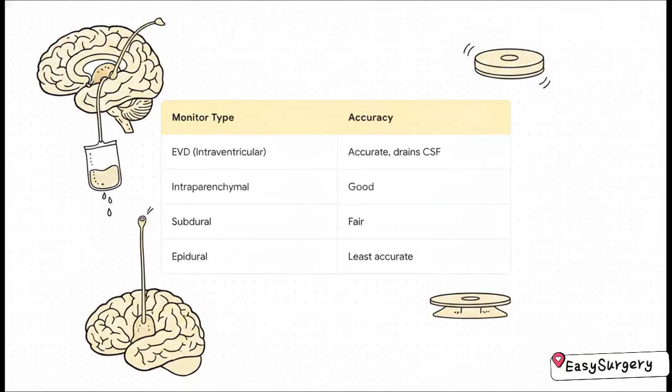Now for ICP monitoring, the gold standard is the intraventricular catheter, or EVD. It measures accurately and actively allows for CSF drainage. We also have other devices, namely the intraparenchymal monitor, the subdural monitor, and the epidural monitor. Though it's definitely worth noting the epidural monitor is the least accurate of the bunch.